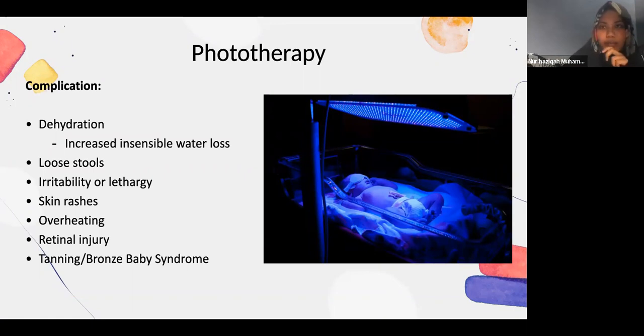This happens when we use phototherapy on a baby with conjugated hyperbilirubinemia, because the jaundice happens due to conjugation, not because of a high level of unconjugated bilirubin. So the baby will appear tan or brown, bronze.